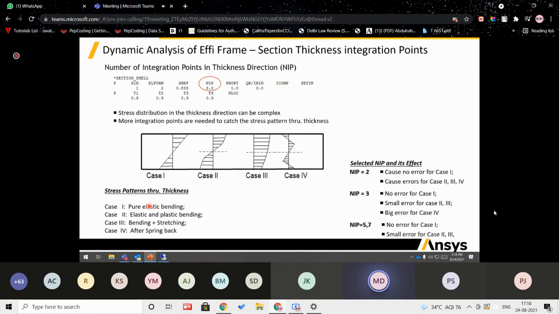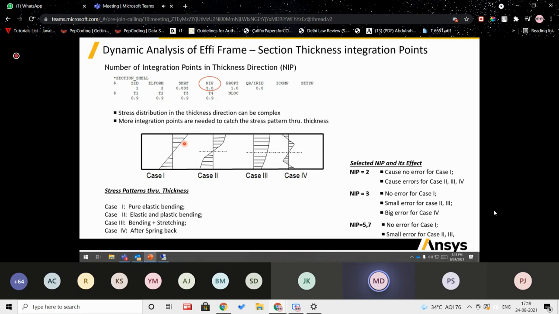In case of pure bending, this can capture it. But when we have elastic and plastic bending, you will have an issue, because this is like a linear curve. If you have elastic, then you have to put more integration points to capture the phenomenon. So let's suppose you have elastic deformation and bending also. If your stress is coming somewhere here, the integration points at these 2 locations will not capture those things. Then you have to increase the integration points.